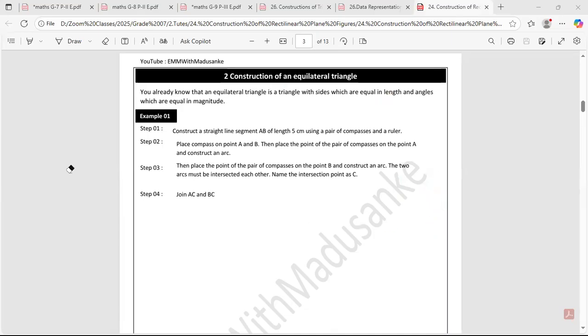First of all, let's read the task. Construct a straight line segment. You know how to construct a straight line segment with length 5 cm. Please do that. You have to take some space. Construct a straight line segment AB of length 5 cm using a pair of compasses and a ruler.